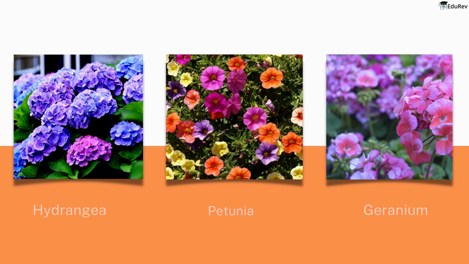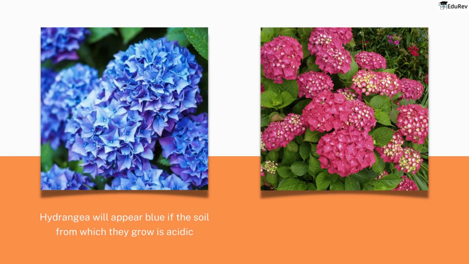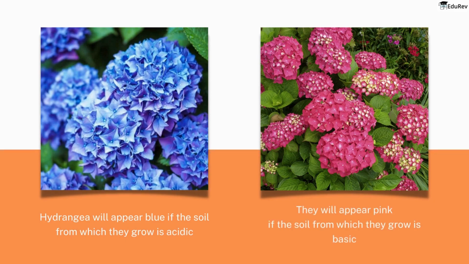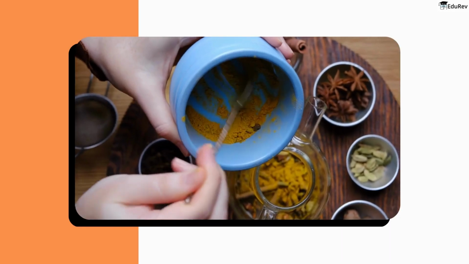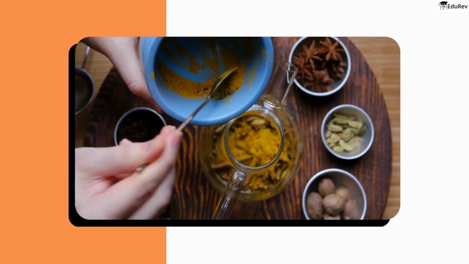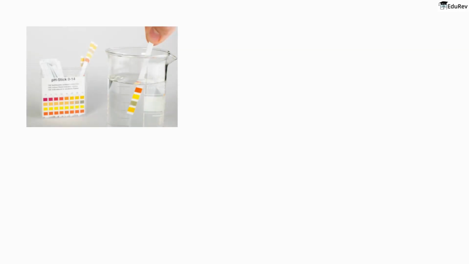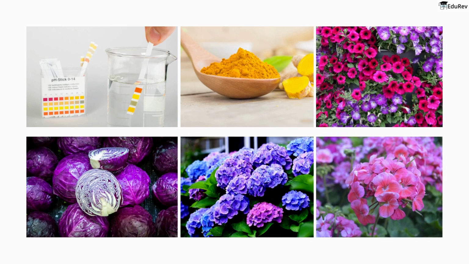For example, if we take hydrangea, the flowers of hydrangea will appear blue if the soil from which they grow is acidic, and they will appear pink if the soil from which they grow is basic. So, the petals of the flowers of these plants can be used as indicators. So, until now we have discussed various examples of natural indicators. To reiterate, we have discussed litmus, turmeric, red cabbage, and petals of flowers like hydrangea, petunia, and geranium.